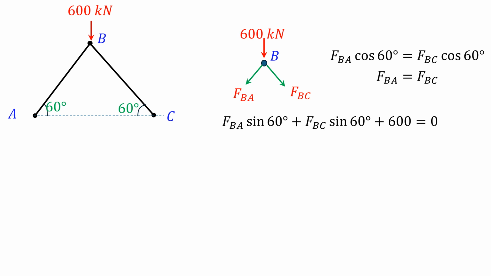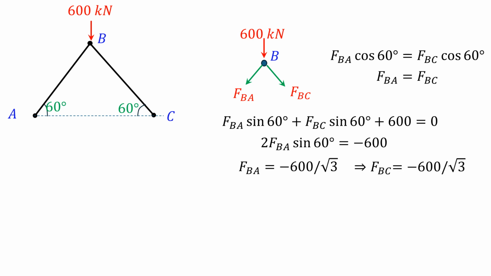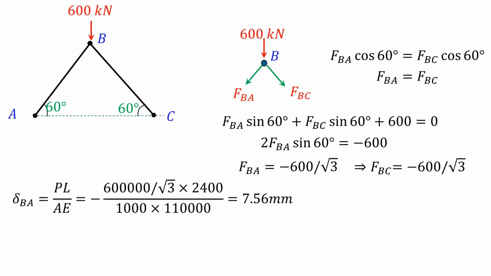Similarly, if you take the vertical equilibrium, you get FBA sin 60 plus FBC sin 60 plus 600 is equal to 0. In other words, FBA will be minus 600 by root 3 kilonewtons. Same value will be for FBC also.